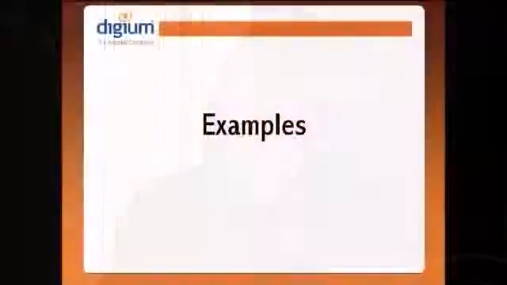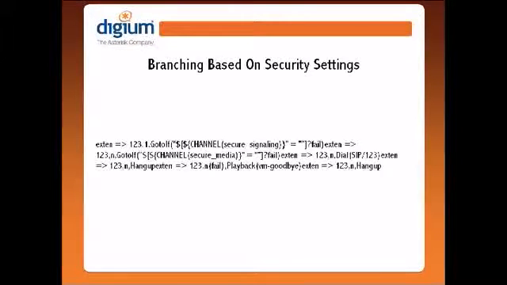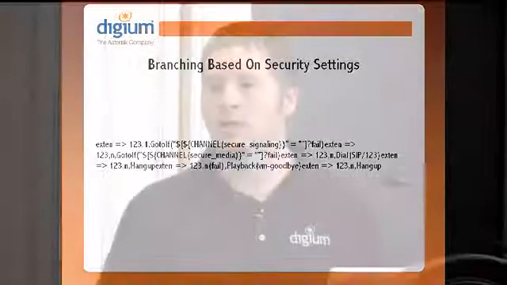So, a couple of quick dial plan examples of branching. The easiest way to do it is really just a couple of GotoIf statements. You check whether the channel has secure signaling or media, and if it doesn't, then just jump to a failure condition. Pretty simple.